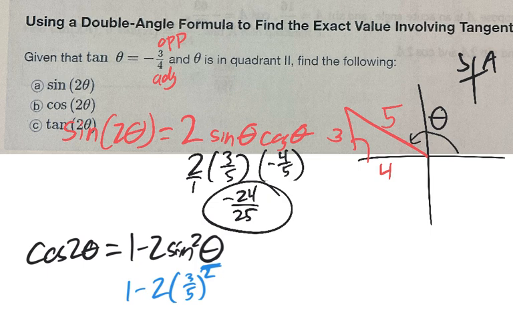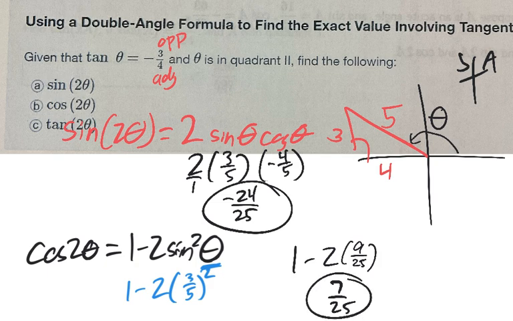So 3/5 squared would be 9 over 25. If I multiply that by 2, that's 18 over 25. So 1 minus 18 over 25 would be 7 over 25. Wait, 1 minus 18? Mm-hmm. How? It's 25 over 25. 25 over 25 minus 18 over 25.